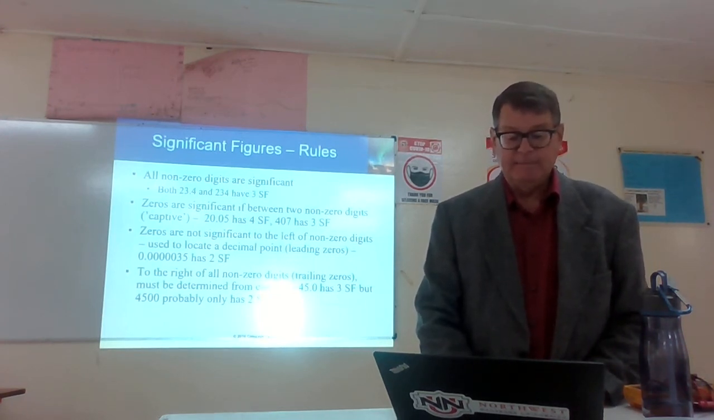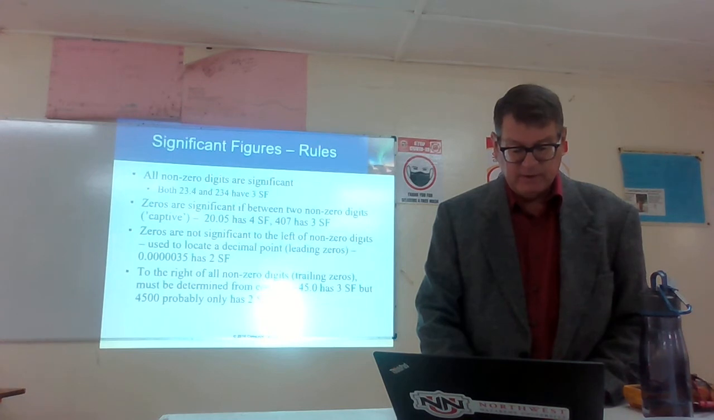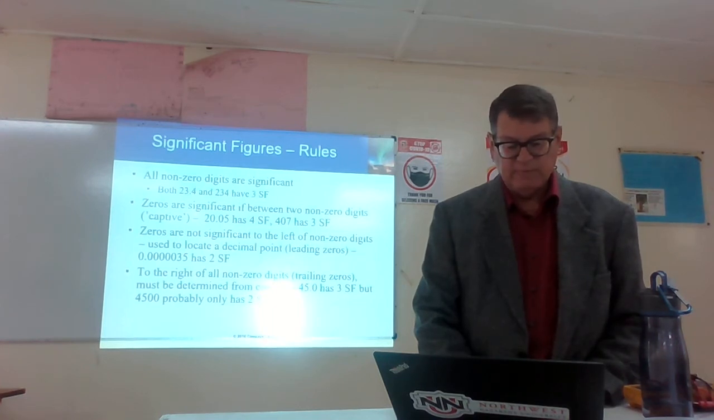Zeros are significant if they are between two non-zero digits, like that zero right there and that zero right there. Those two zeros are both significant, so that has four sig figs. This one is significant. It's stuck in here between the 4 and the 7.